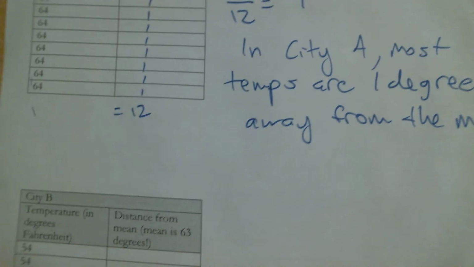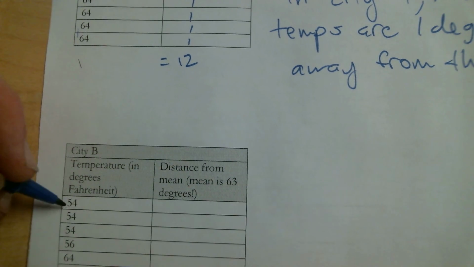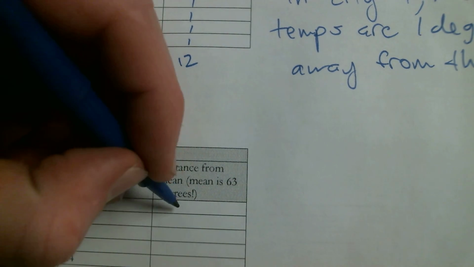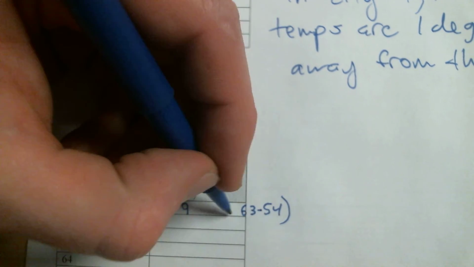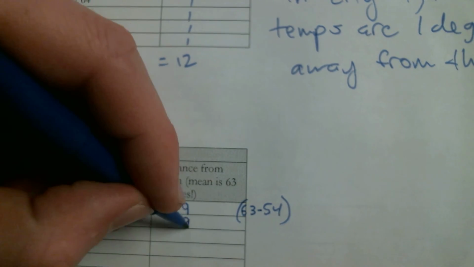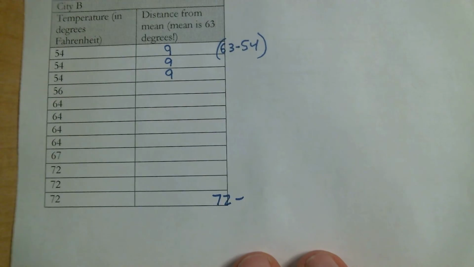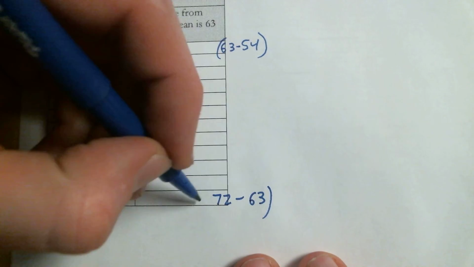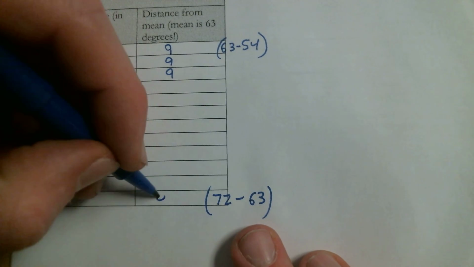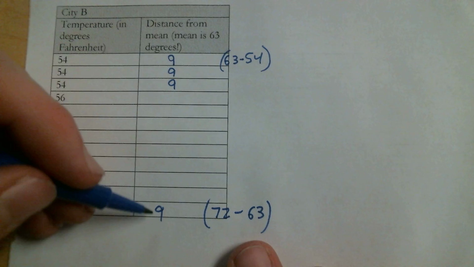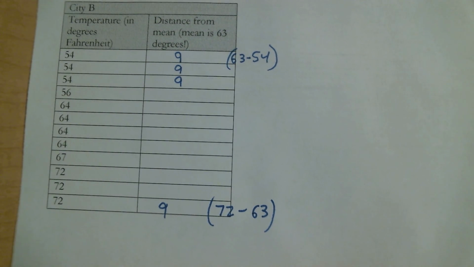So see if you can get started on B. The only hint I'll give you is 54 to 63. That's obviously 9 degrees away because I took 63 minus 54. And then here it'd be 9 again, 9 again. Then the only other hint I'll give you is down here on 72. Obviously it would be 9 degrees away again. So again, see what you can do finding the mean absolute deviation of each city.